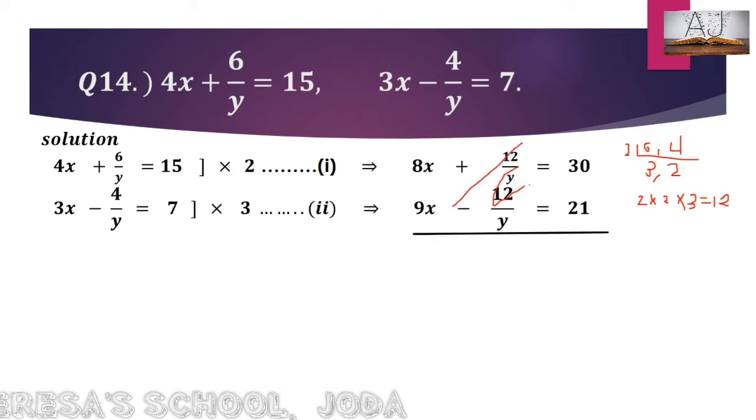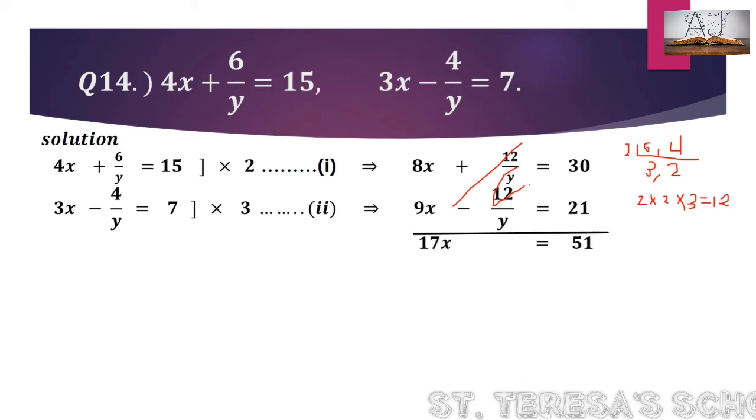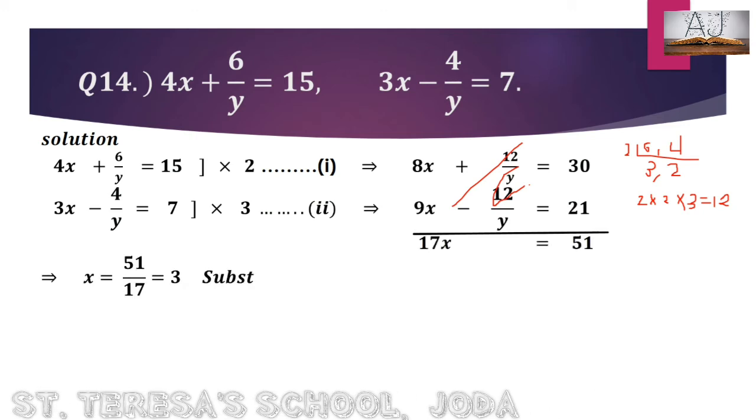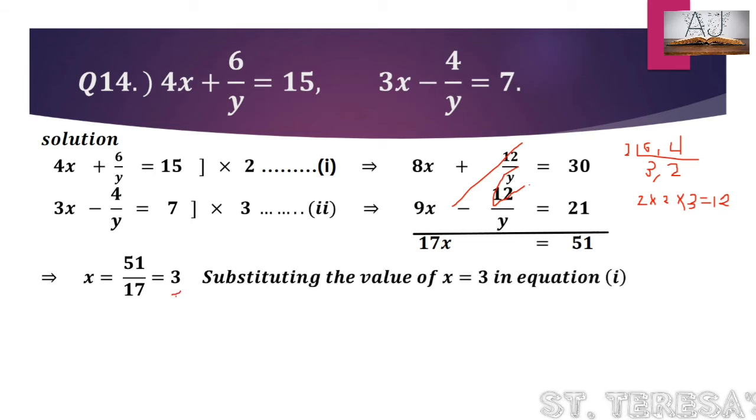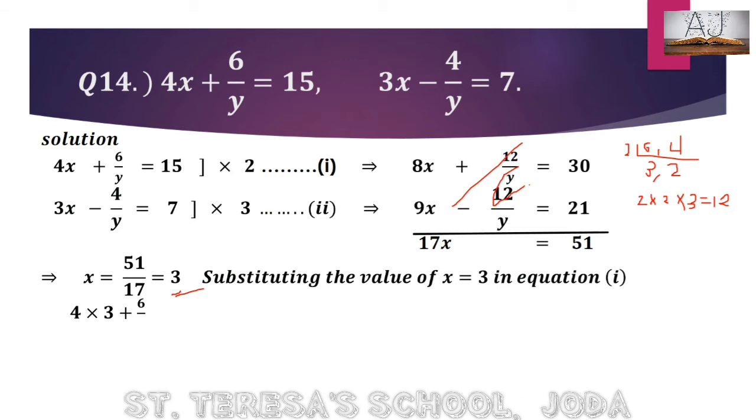Now plus 12 by y minus 12 by y gets cancelled by addition method. So what is left? 8x plus 9x, 17x is equal to 51. So x equal to 51 by 17, that is 3. So we have got the value of x. Now we will substitute this in any one of the equations.